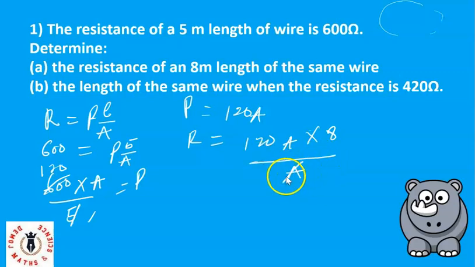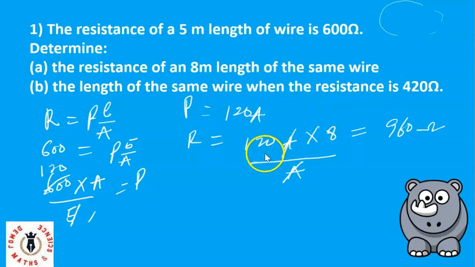Now, because the same cross-sectional area will cancel A, I'm left with R, which equals 120 times 8. That's the same thing as 960 ohms. The second part of the question says we should find the length of the wire when the resistance of this wire is 420.